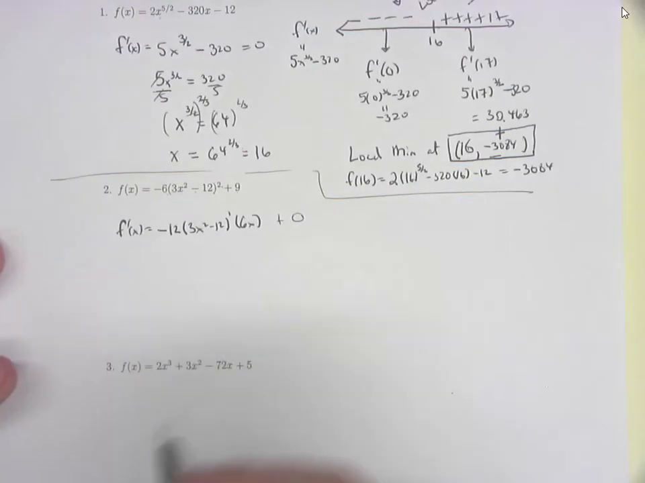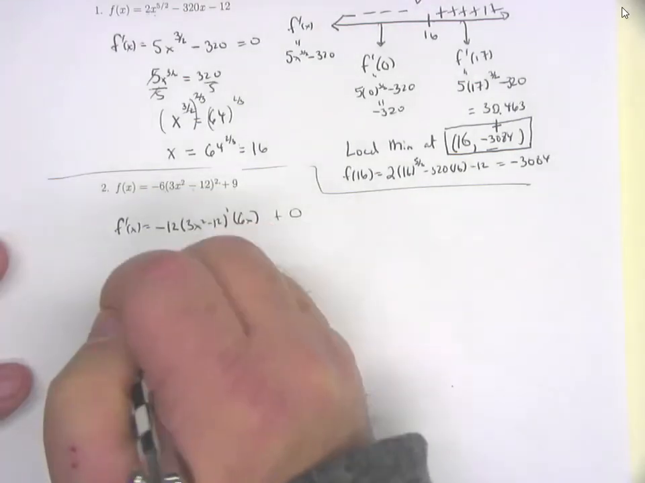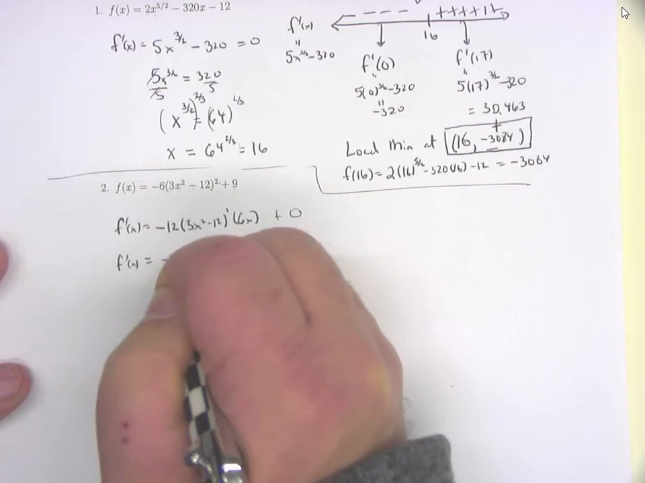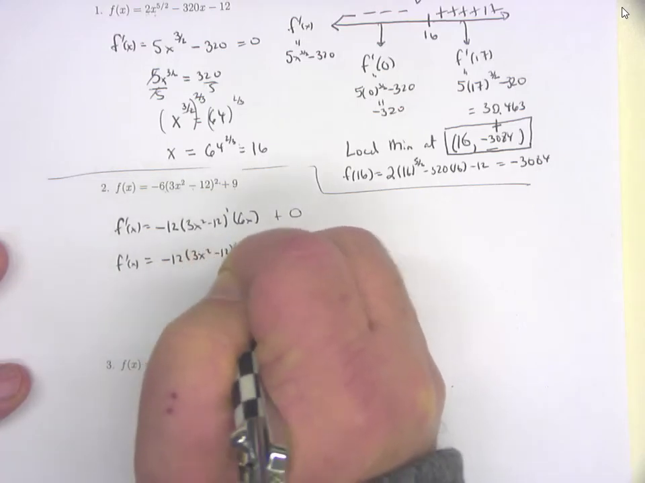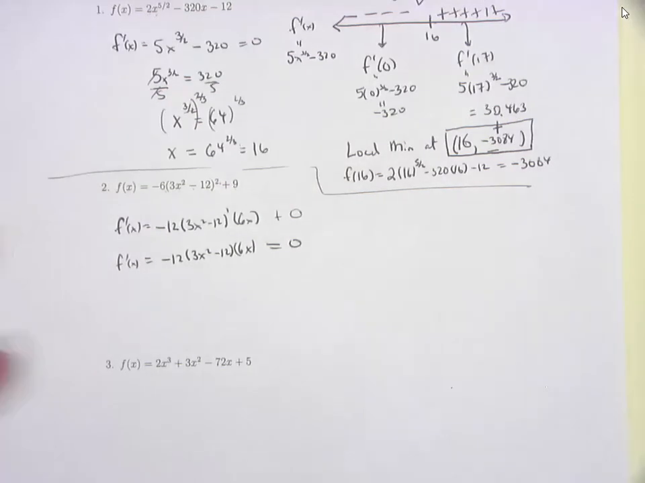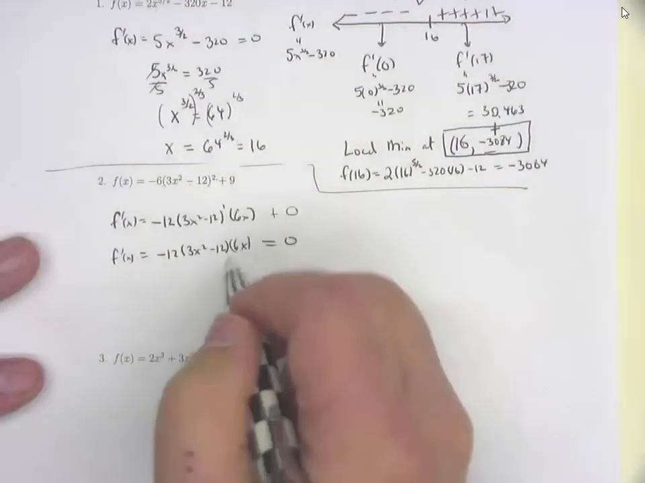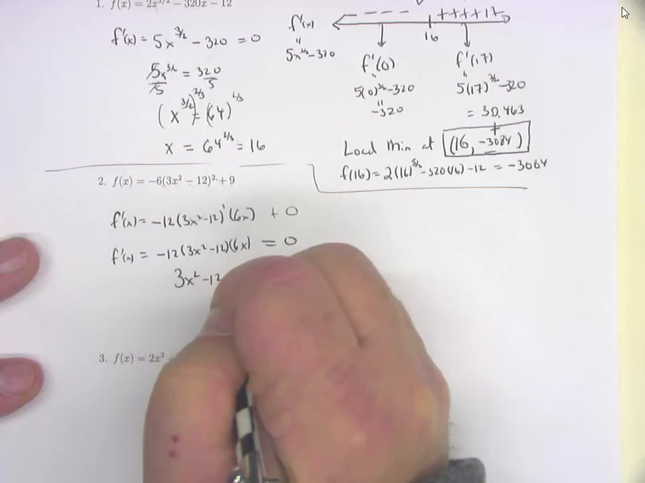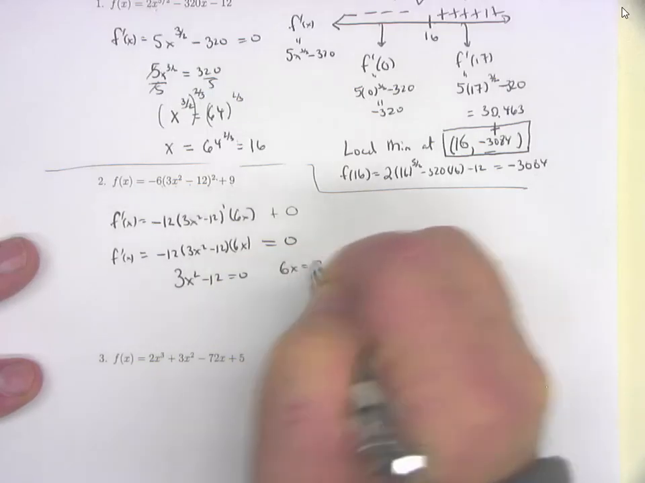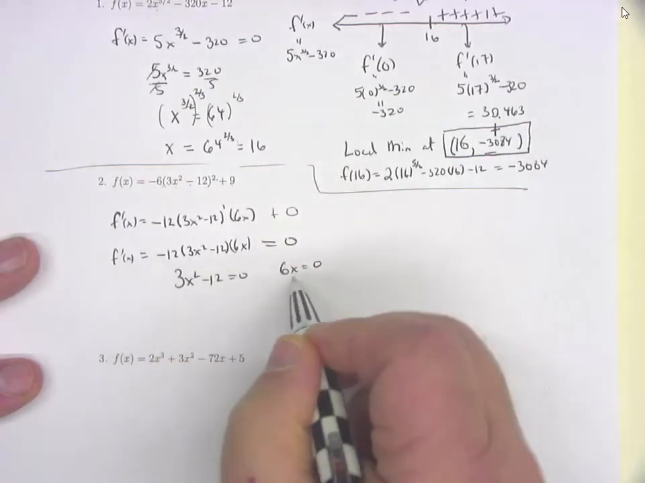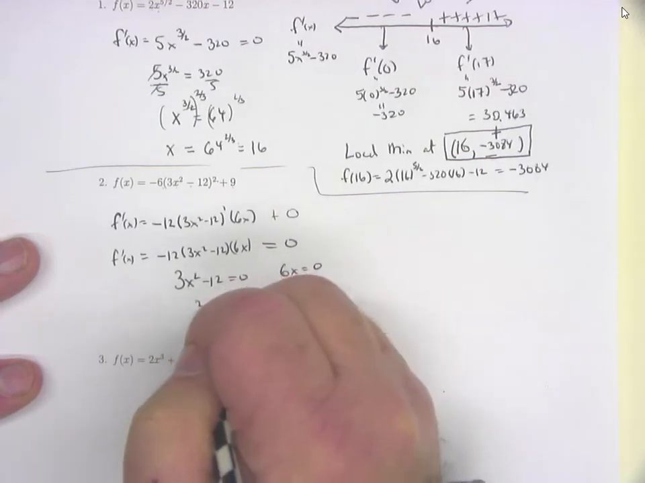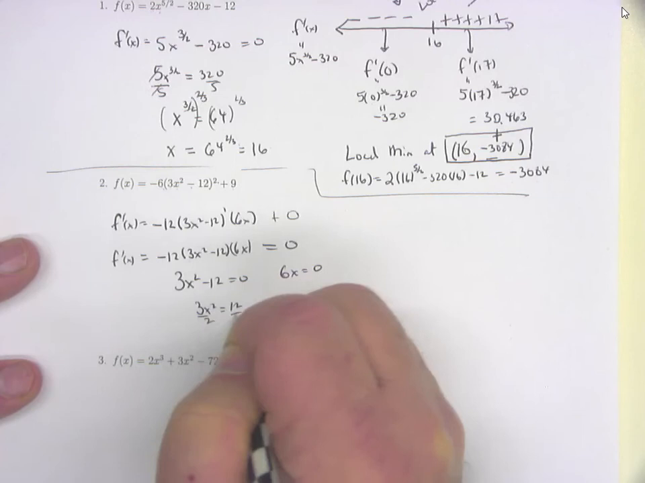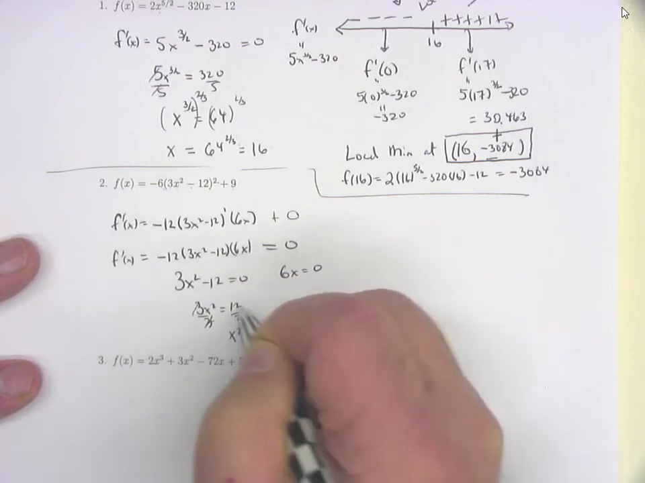Okay? So this is equal to, and notice, I'm not going to clean it up because it's already factored. Set it equal to 0 and solve. When I set it equal to 0, you're going to set each factor equal to 0 and solve. So I get 3x squared minus 12 equals 0 and 6x equals 0. Solving for this guy, I'm going to add 12, so 3x squared equals 12. I'm going to divide by 3 on both sides. And I get x squared is equal to 12 divided by 3 is 4.